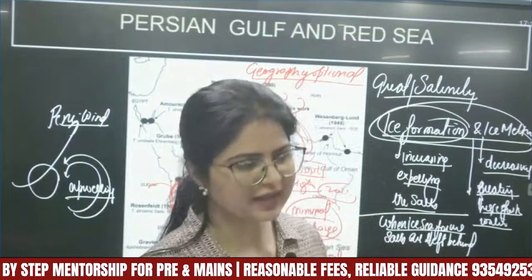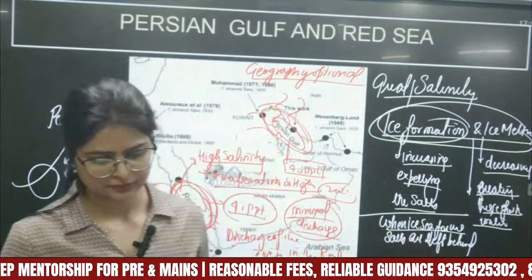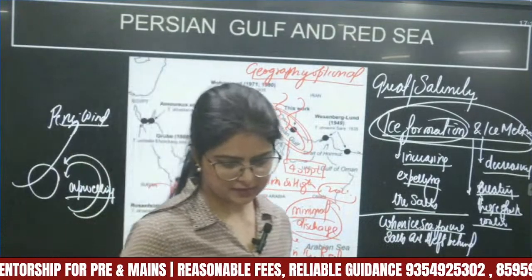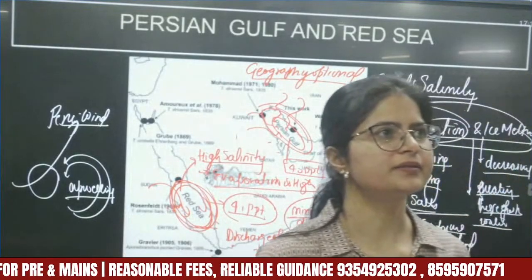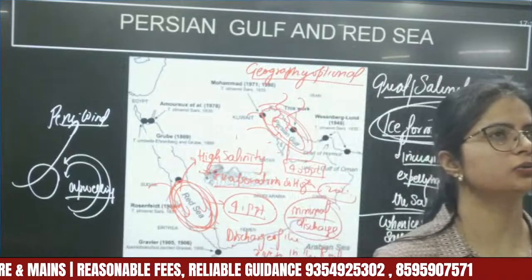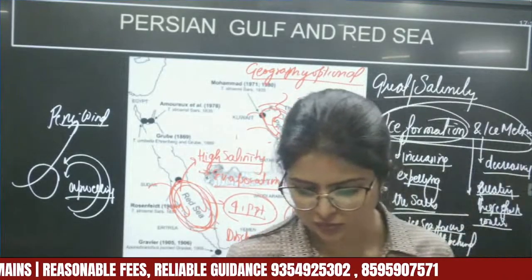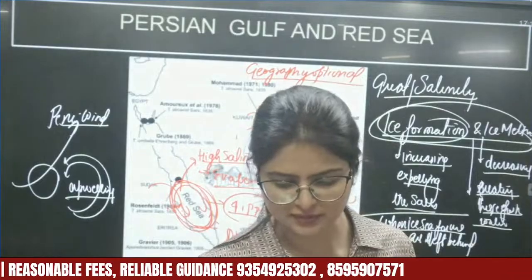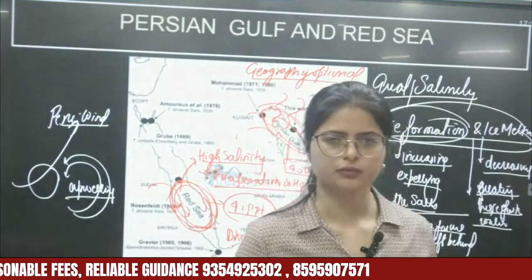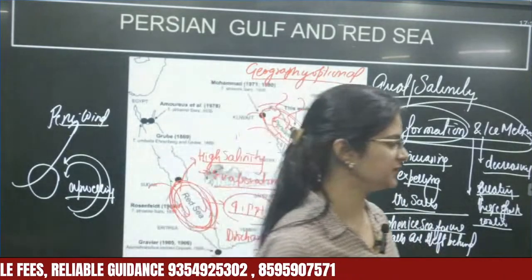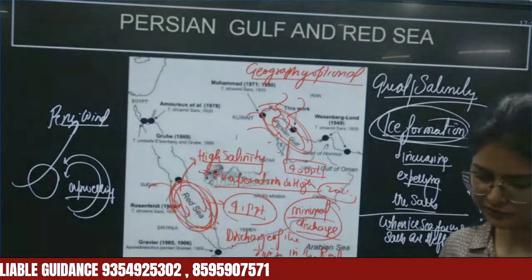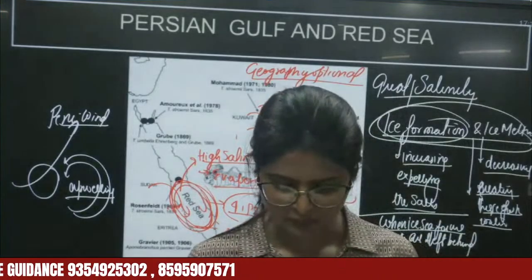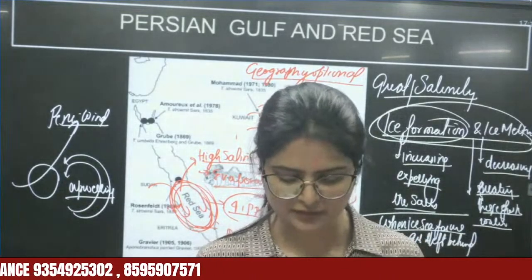Conversely, when ice melts, it releases fresh water into the oceans, which lowers the salinity. Next factor, write down temperature. Next factor is temperature.